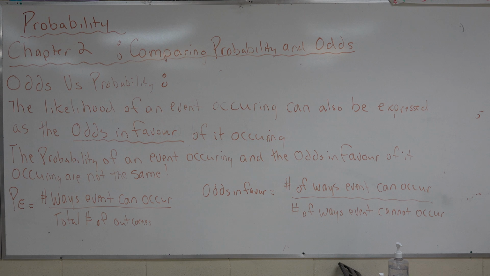This is Chapter 2, Topic 2 on probability. It is called Comparing Probability and Odds. The objectives of this chapter are as follows. Learn the difference between probability and odds. Determine the odds in favor of an event occurring. Determine the odds against an event occurring. Determine the probability of an event if you're given odds in favor of an event occurring. Determine the probability of an event if you're given odds against an event occurring.